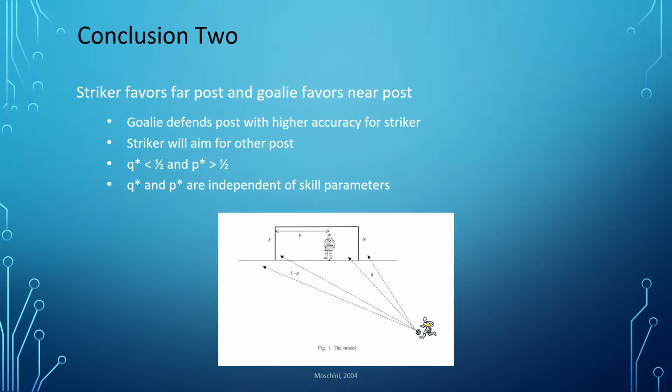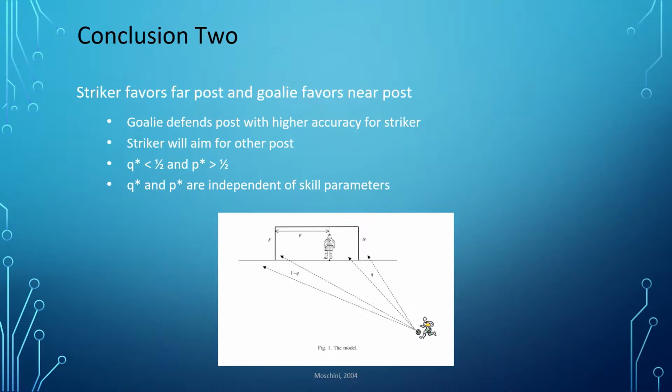Under the assumption of the first conclusion that the near post shot is easier than the far post shot, the author made a second conclusion that the striker will favor the far post and the goalie will favor the near post. Because the striker will have a higher accuracy of making the shot at the near post in equilibrium, the goalie will want to cover the near post more to prevent an easy goal.